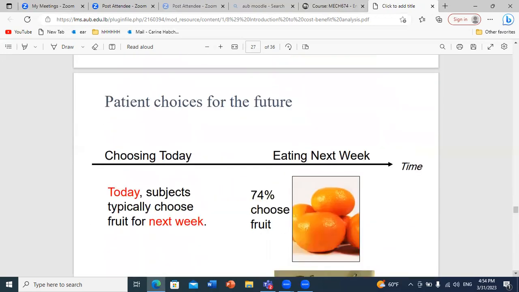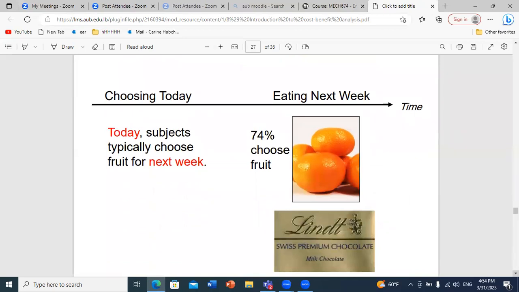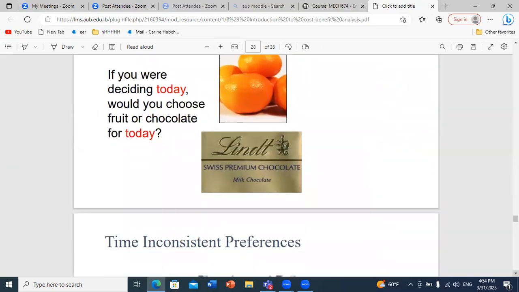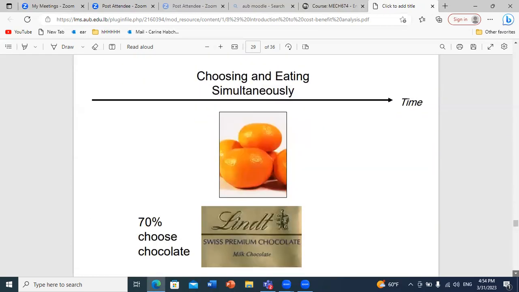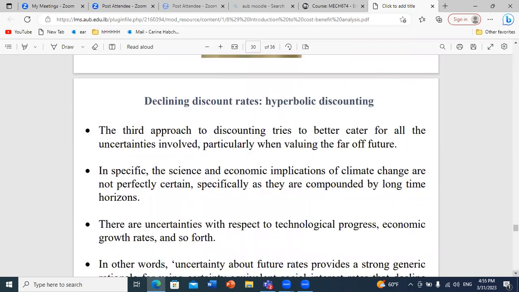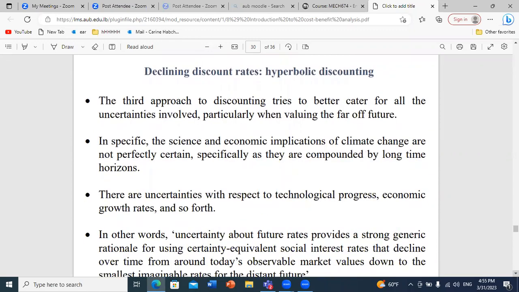So as we said, maybe today's subjects will typically choose fruit for next week, while if you ask them after one week and directly what they want to select, they will say, no, we prefer maybe to eat a chocolate now. So this idea is just to tell you that the preference of people is affected a lot by time. In general, when we ask them to decide now, they will decide what will satisfy them more, what they like more. But maybe if the time is far away, they will opt for the good decision, for the healthy decision. That's why we say that we can talk about declining discount rates or hyperbolic discounting.